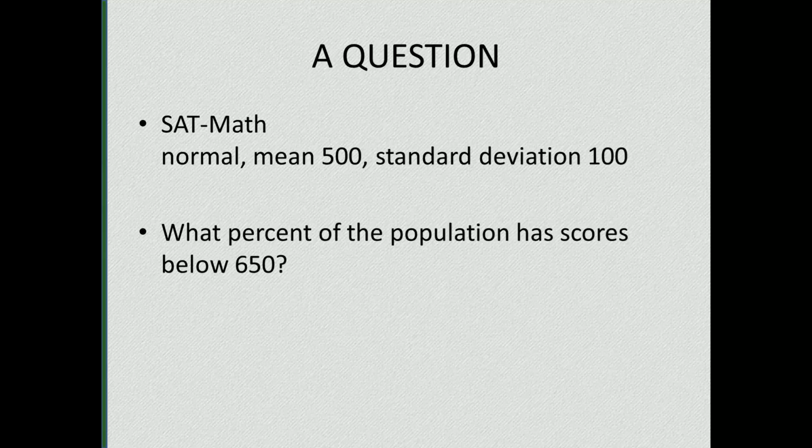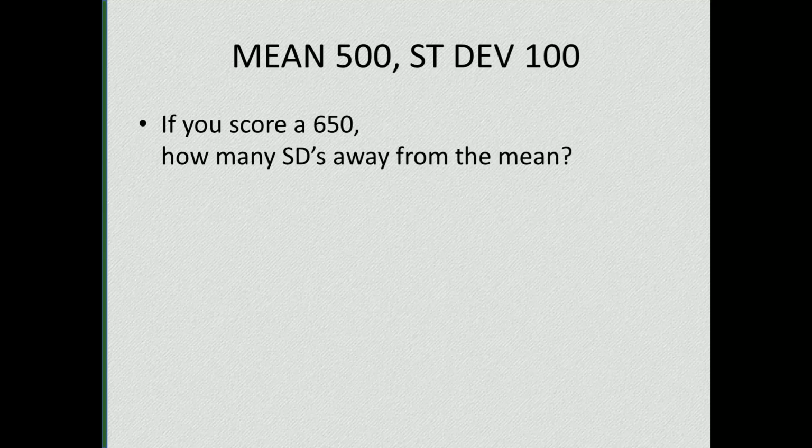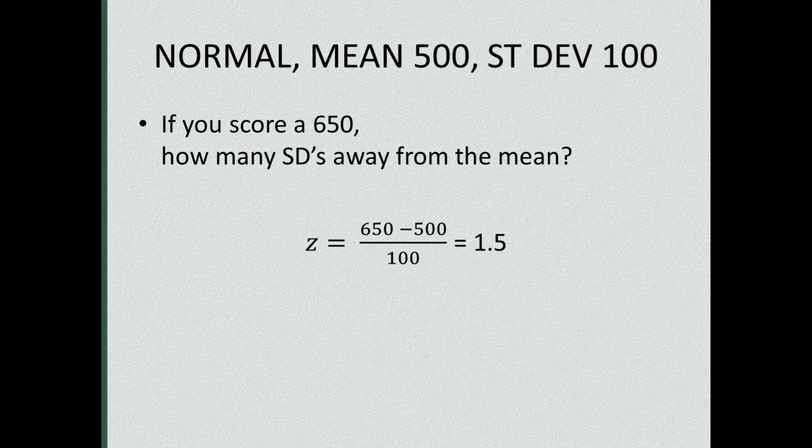If you score a 650, how many standard deviations away from the mean are you? A 600 would be 1 standard deviation above average. A 700 would be 2 standard deviations above average. But you are how many standard deviations away from the mean? You're 1.5 standard deviations away. 150 points, 100 points is 1 standard deviation. You're 1.5 standard deviations above average.